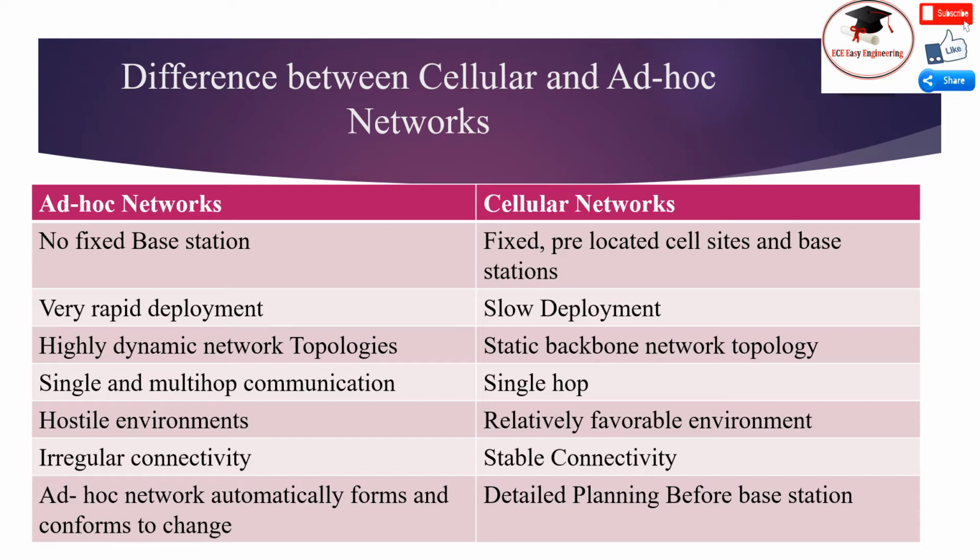Ad hoc network automatically forms and conforms to change, whereas the cellular network has fixed pre-located cell sites and base station, slow in deployment, static backbone network topology, single hop, relatively favorable environment, stable connectivity, detailed planning before base station.